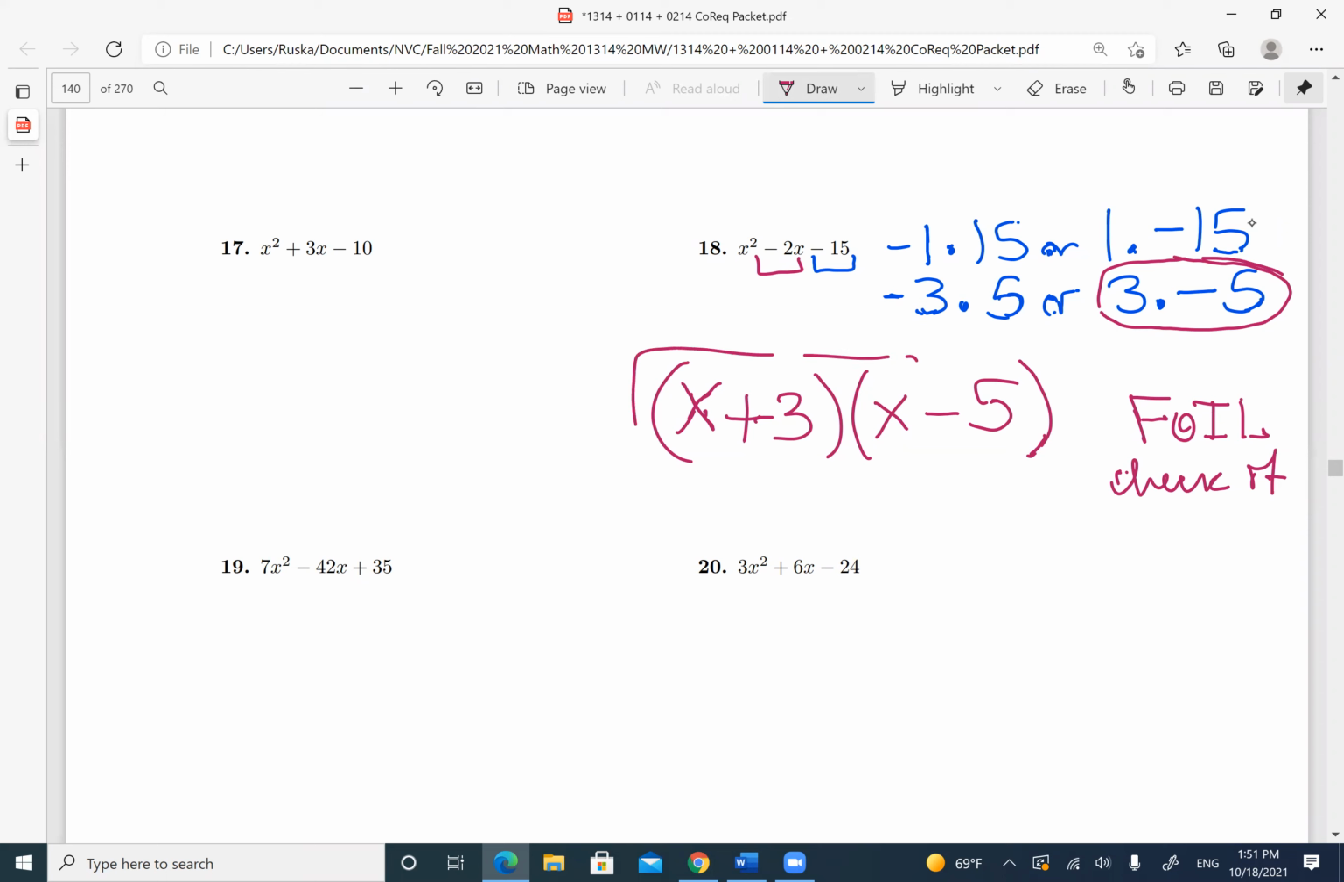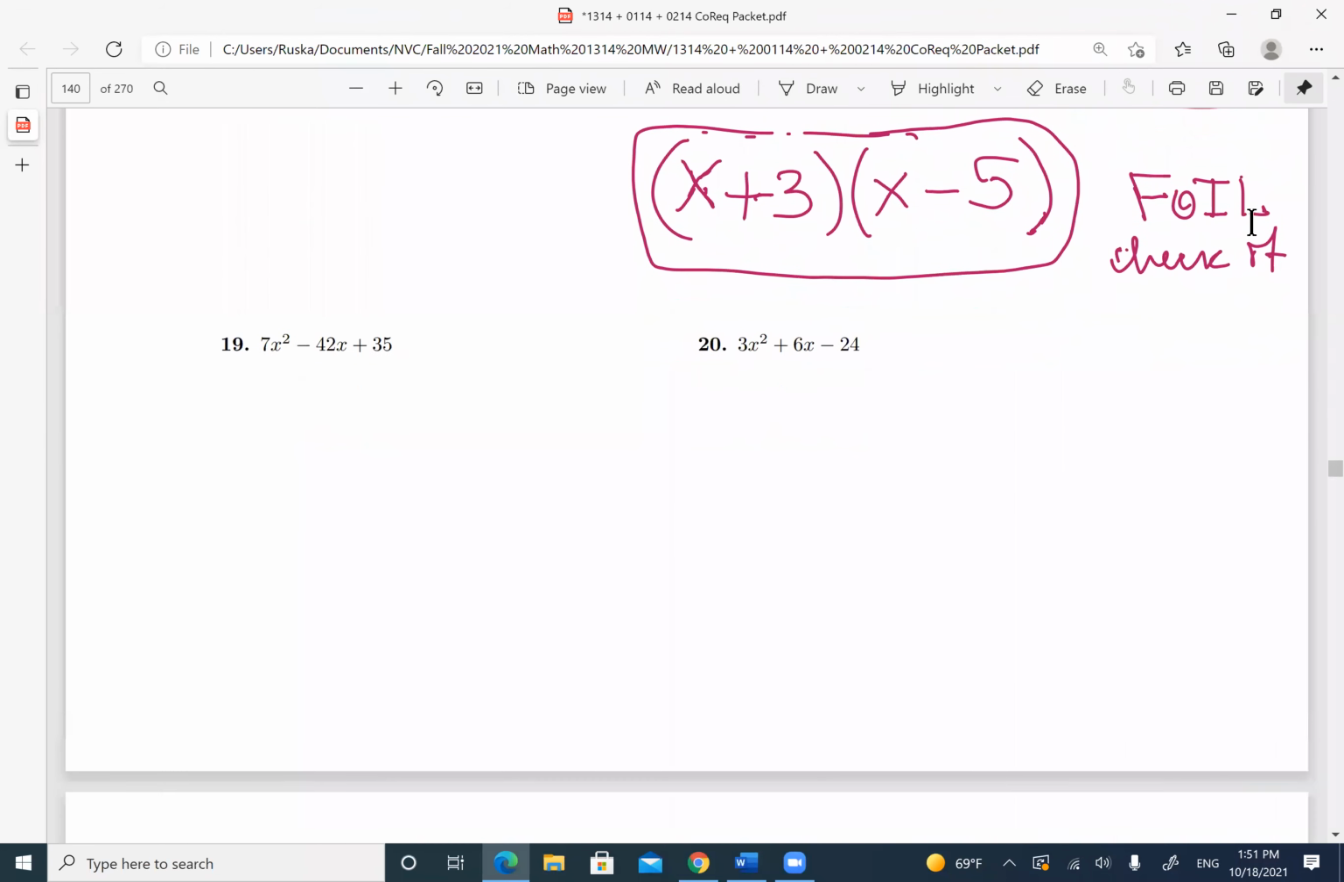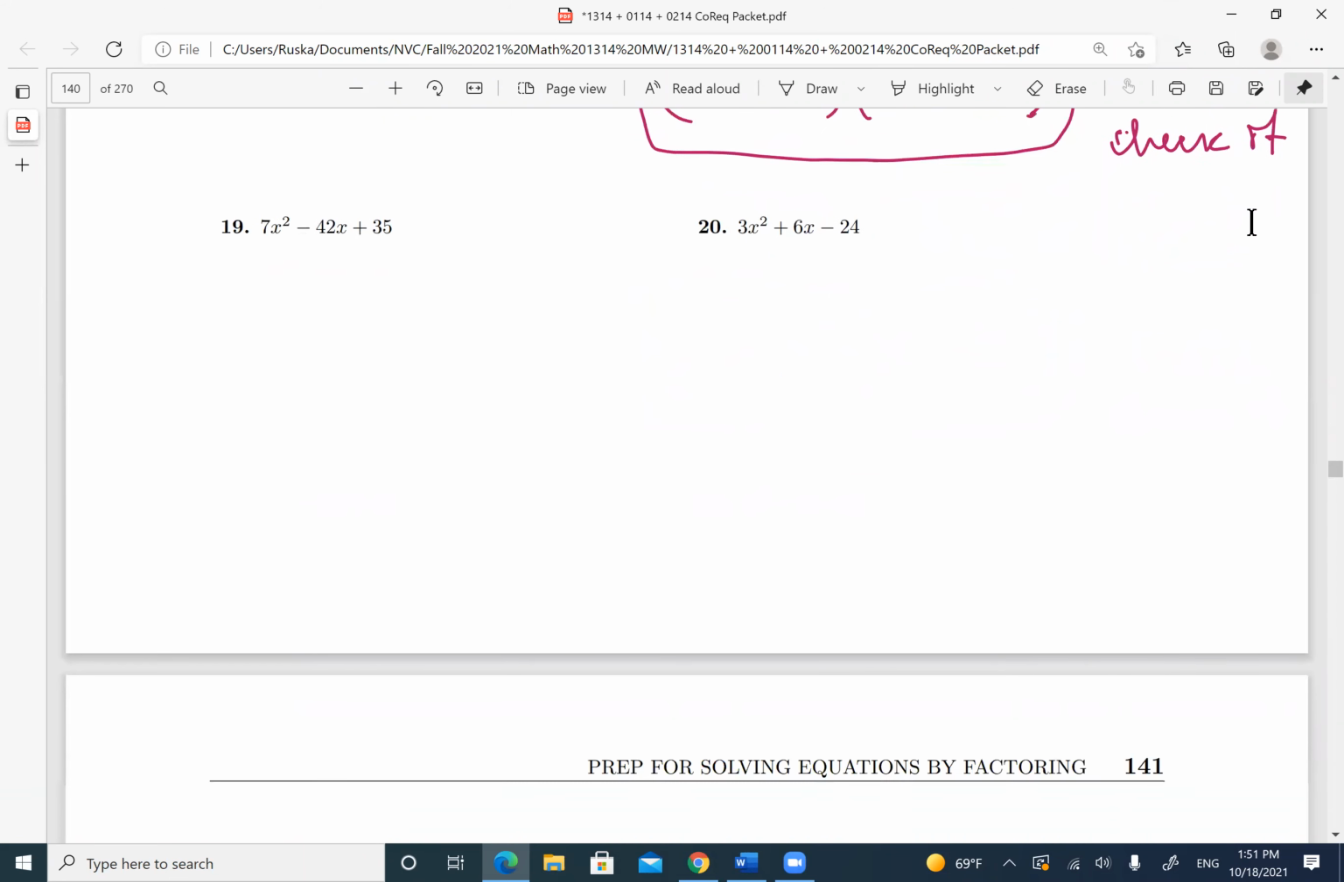Now let's go ahead and do 19 or 20. Let's do one of those. Which one? 19.